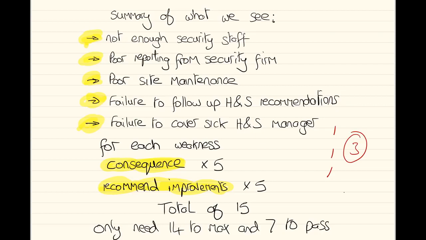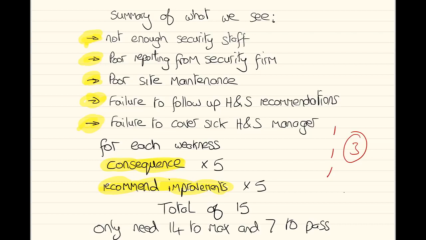Okay, from the above I've got 5. 5 times 3 gives me 15. I obviously don't need 15. Maximum marks are 14. A pass is 7. So we need to think about our time. We need to think about how much we have, and we need to allocate that appropriately to try to make sure we get over a pass mark.